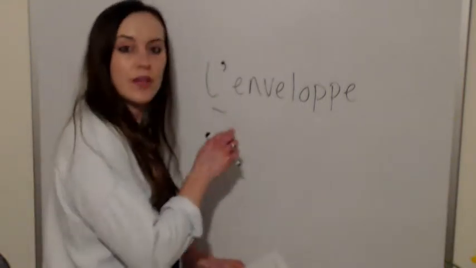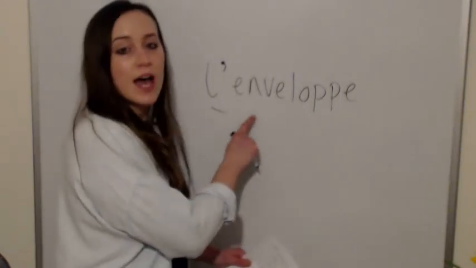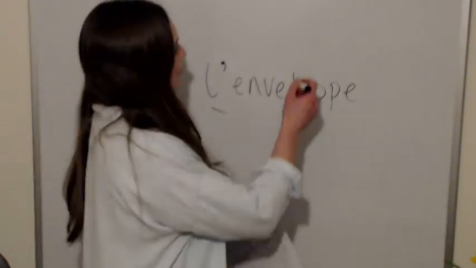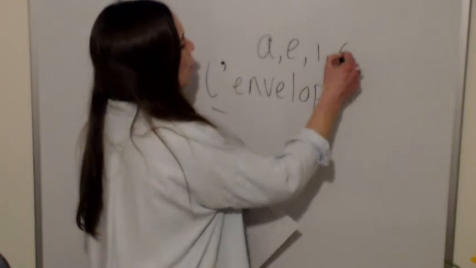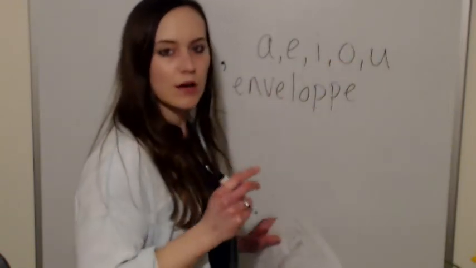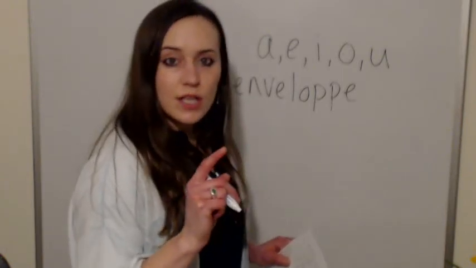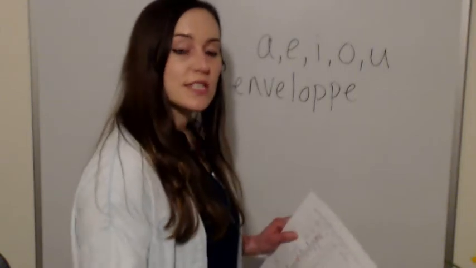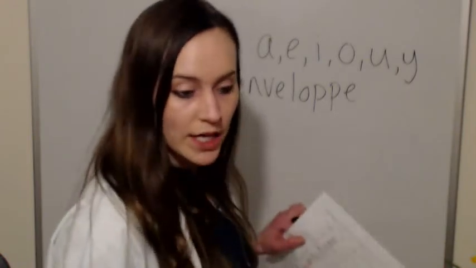So, L apostrophe in front of any noun that's singular and begins with a vowel. So let's think of the vowels. A, E, I, O, U. So they are also the same as vowels in English. There's also another letter in the French alphabet that functions as a vowel, so that's Y.